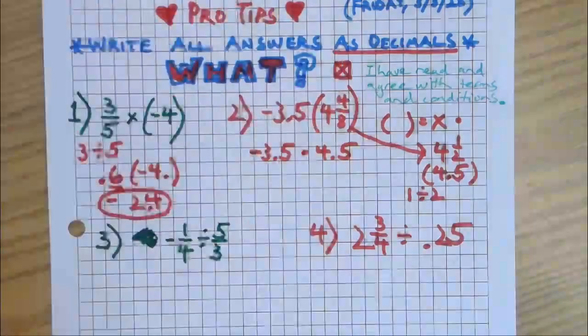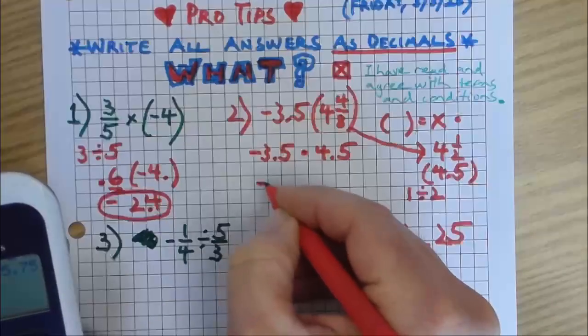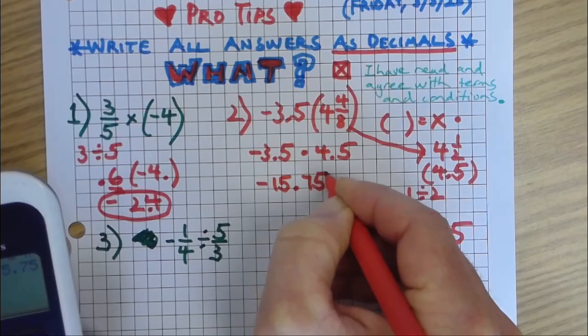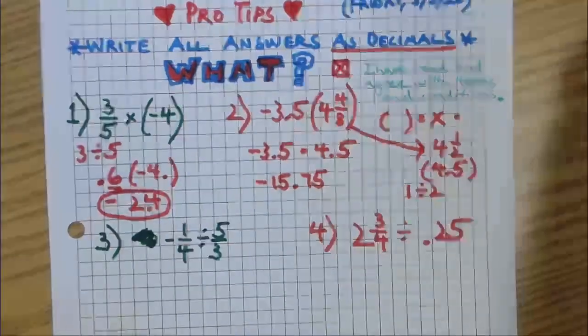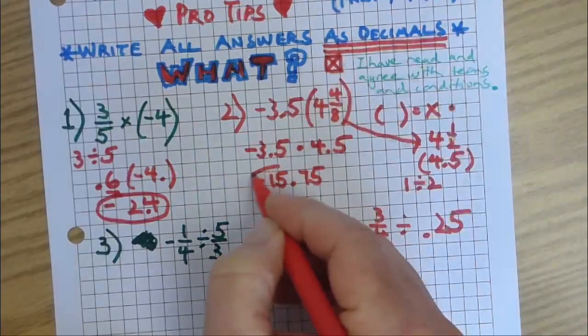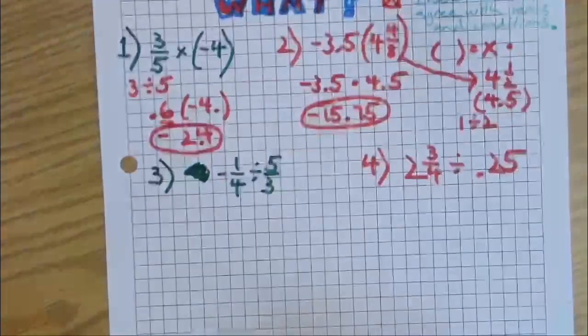So we have negative 15 3/4. If we had to rewrite that as a fraction, we could easily do that. But the directions say to do that, so we are done there. Next.